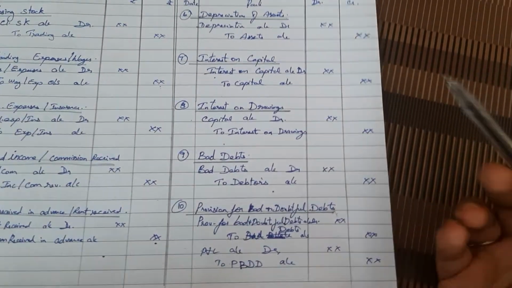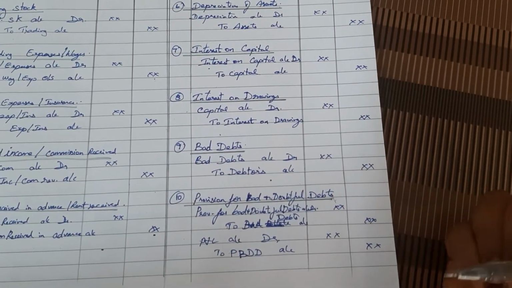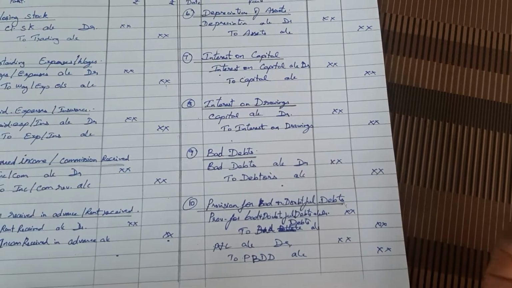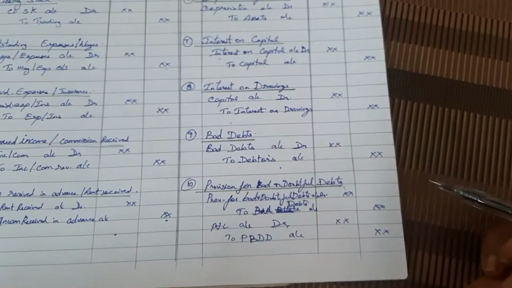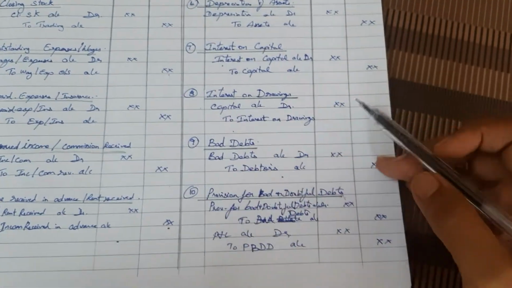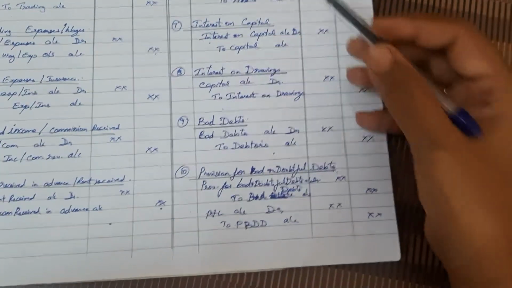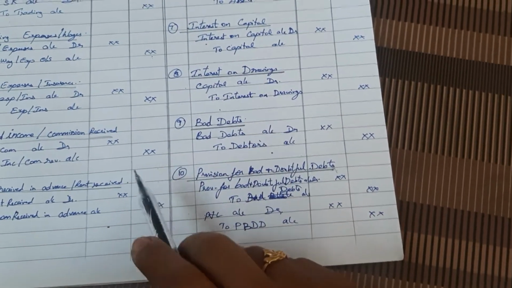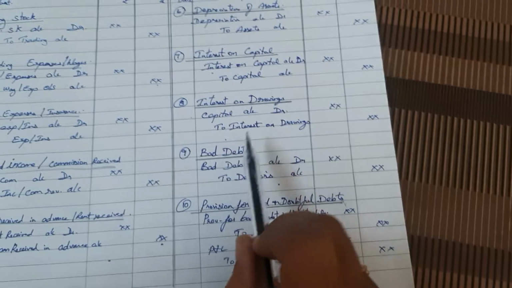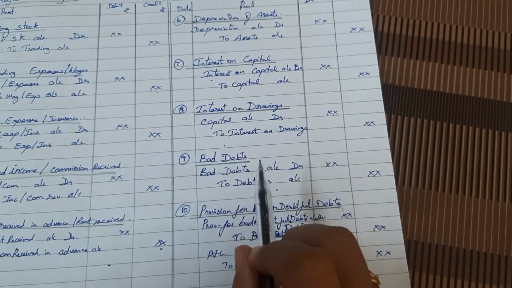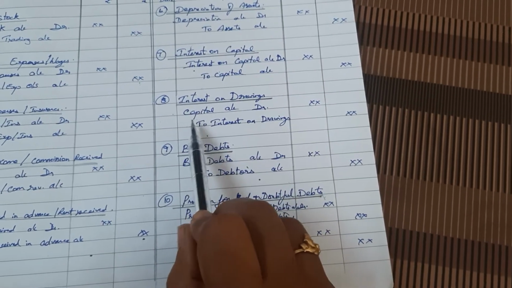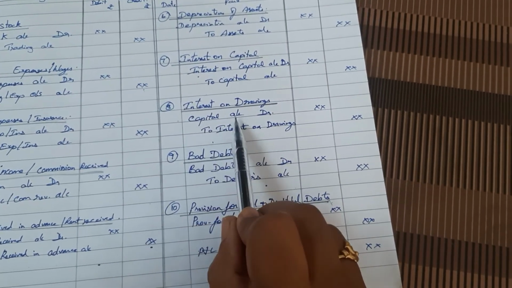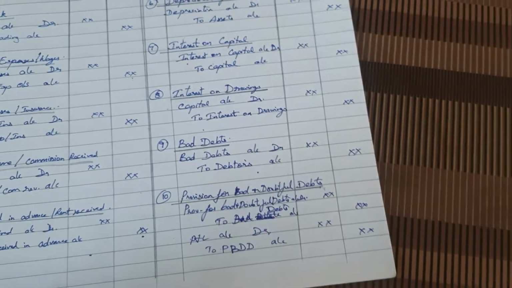There is one more entry also, we call it a transfer entry. It is P&L account debit to interest on capital account, that I have not given. So we are seeing only the adjusting entry, the transfer entries I'm not telling you. Then for interest on drawings, it will be subtracted from the capital, and it will go to the credit side of the P&L account. So you will write the adjusting entry as capital account debit to interest on drawings account.